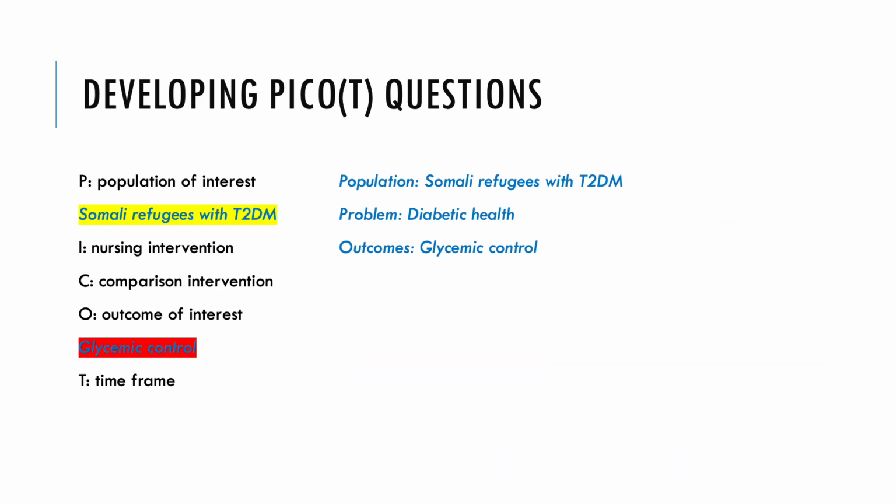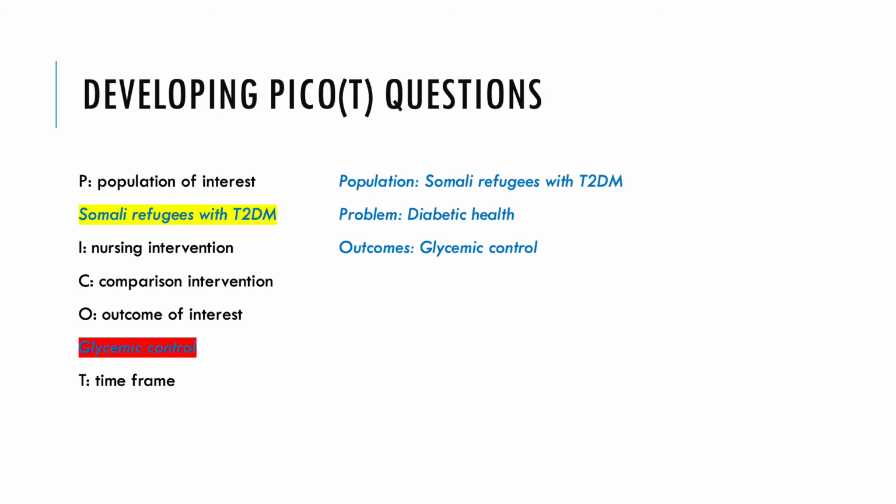Okay, so now I know who I care about, who I'm interested in, my P, population. And I know I want to affect them. I want to improve something. That's my O. That's something I want to improve. But I still need to identify what I'm going to do as a nurse to help this population. That's my I, my intervention.